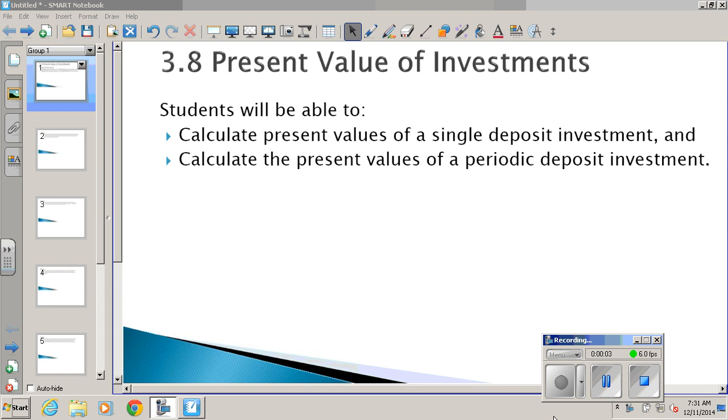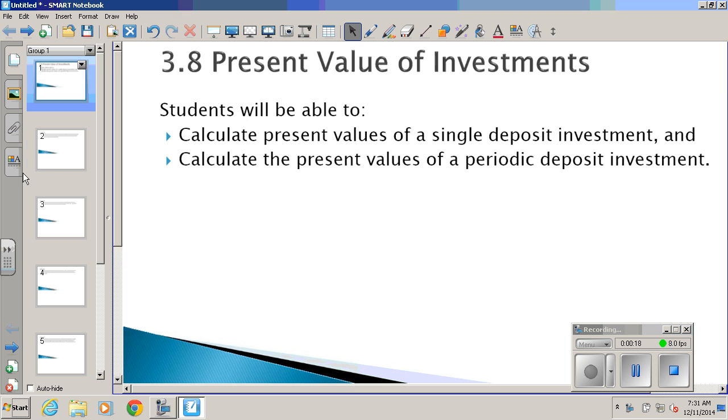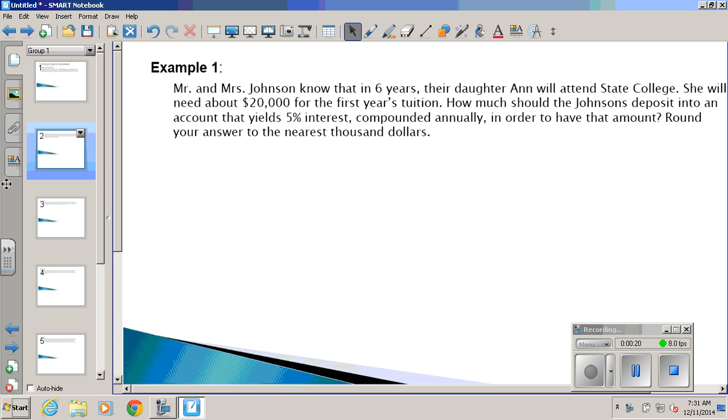Okay, here we have our last section of chapter or unit 3. We're going to talk about present value investments. Last section talked about future value. Now we're going to talk about present value. I'm going to jump right into examples because it's really just using the formula we've been using, the compound interest formula. So, read through example 1, use the compound interest formula to see if you can solve this one.